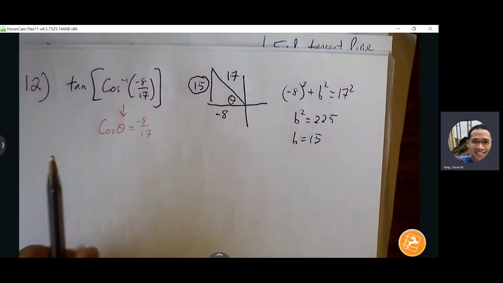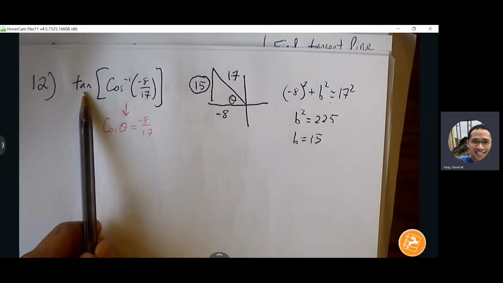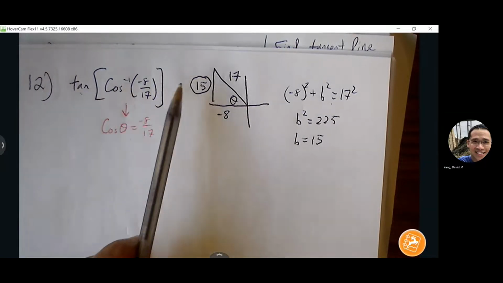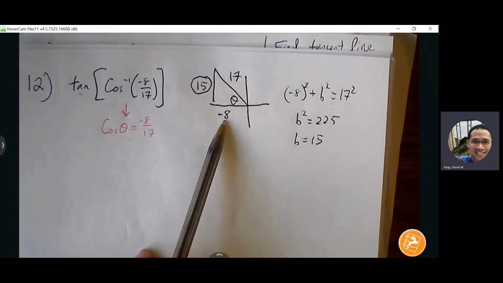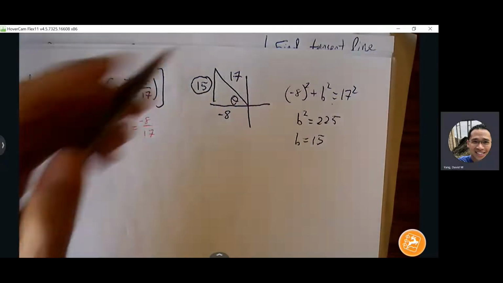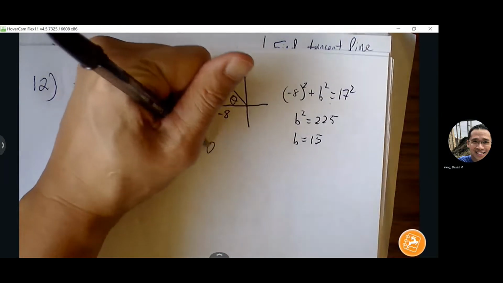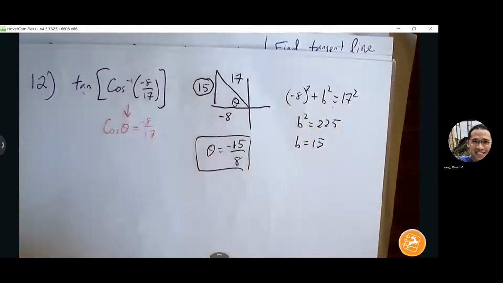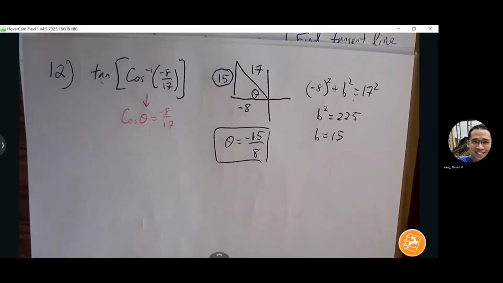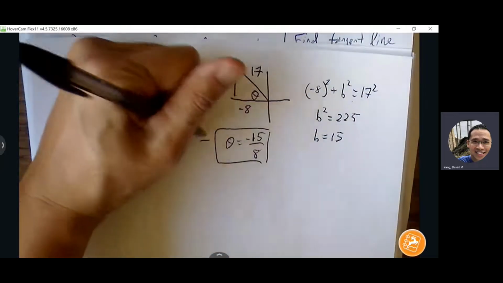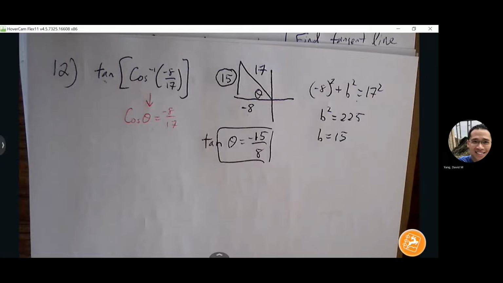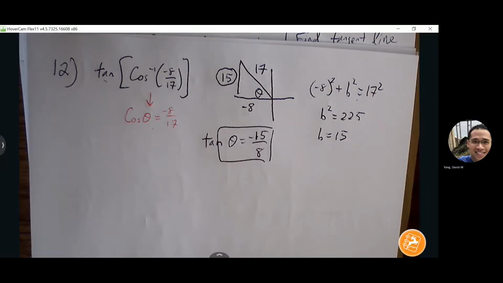All the hard work is done. Now we should figure out tangent of theta. What's tangent? 15 over -8, right? Okay. I'm sorry, tangent of theta equals. All right, 13.